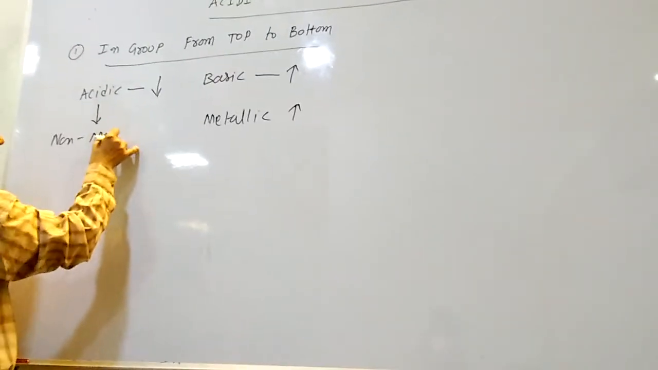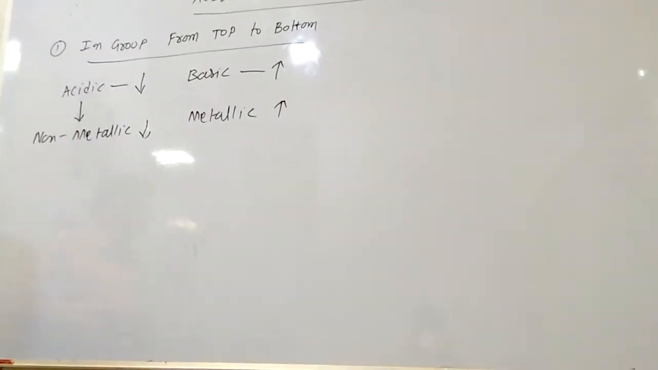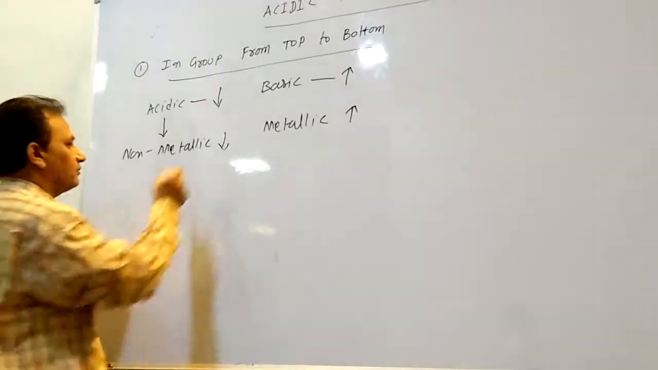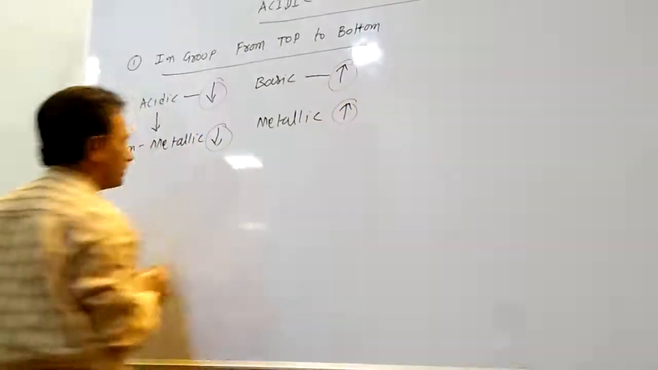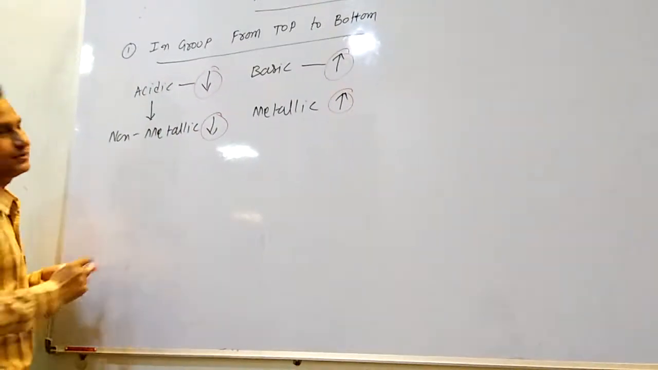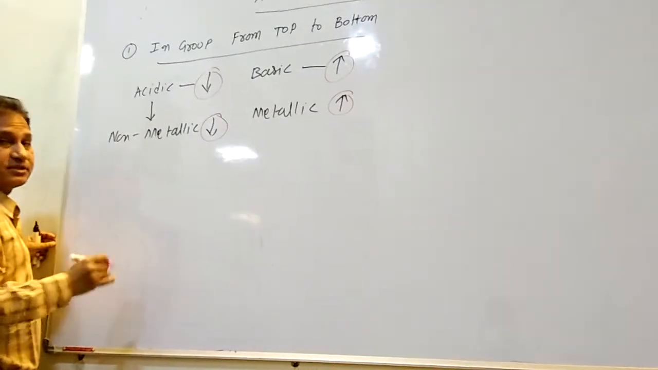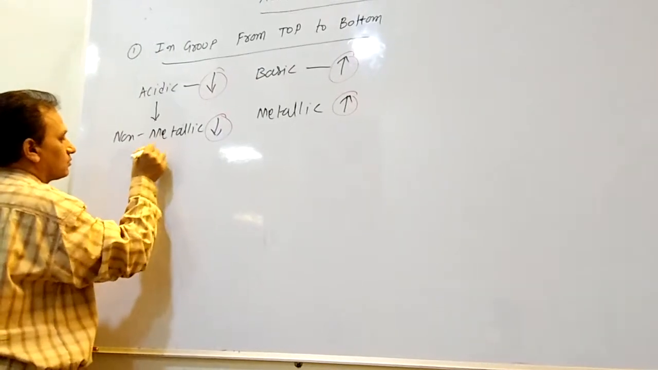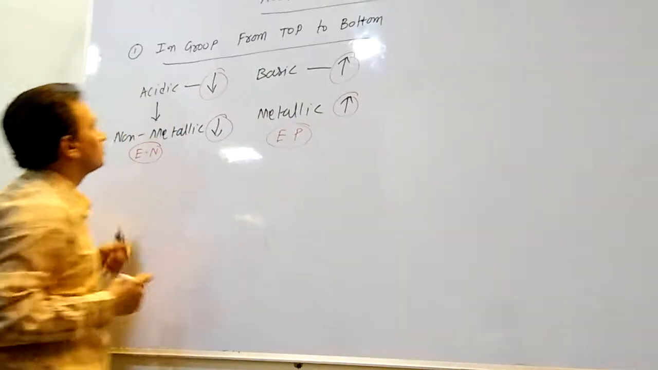Non-metallic character is decreased, which means non-metals are acidic and metals are basic. Non-metals mean electronegative. Metals mean electropositive.